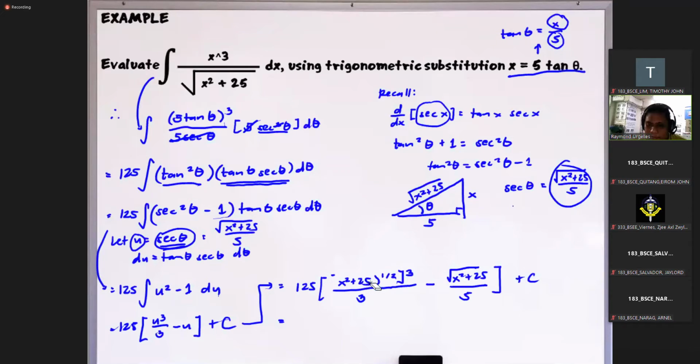Kulang pa pala to. Sorry, rewrite ko lang, no? So again, nakalimutan ko kasi yung over 5, no? So again, this will be x squared plus 25 raised to 1/2, no? So then this is divided by 5, so this quantity raised to the third power. Tapos itong square root dito, so gawin ko na tong raised to 1/2 din. Okay? So this is raised to 1 half. So then, 5 raised to the third power is 125.